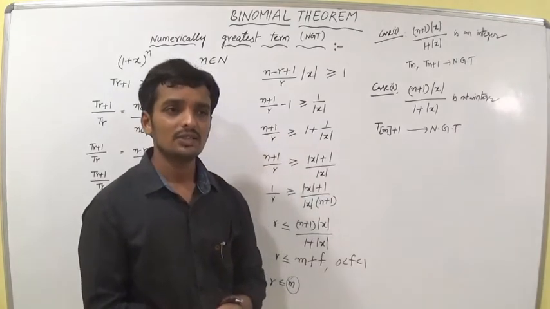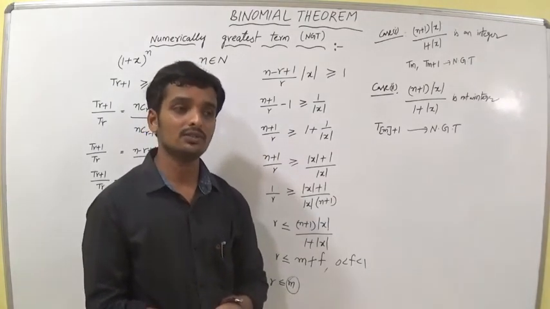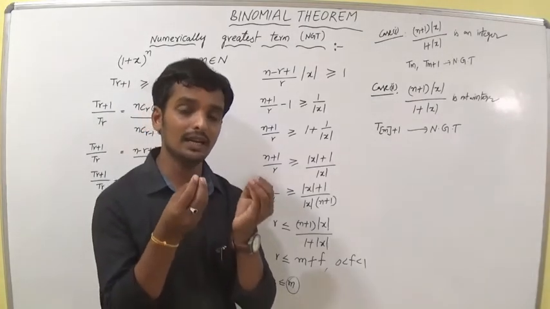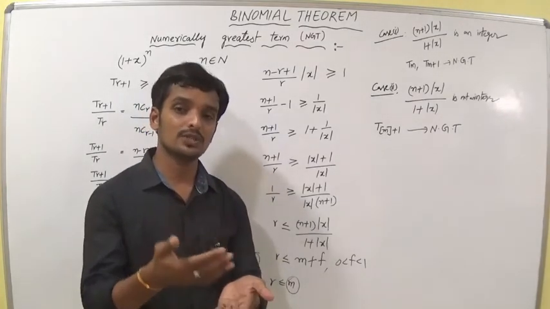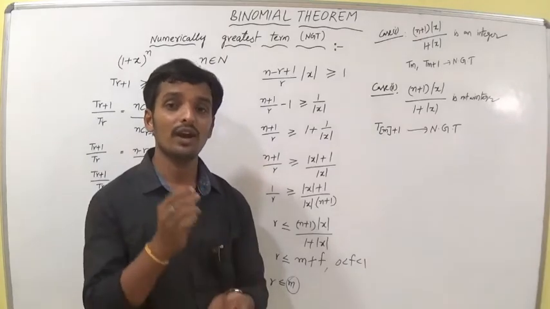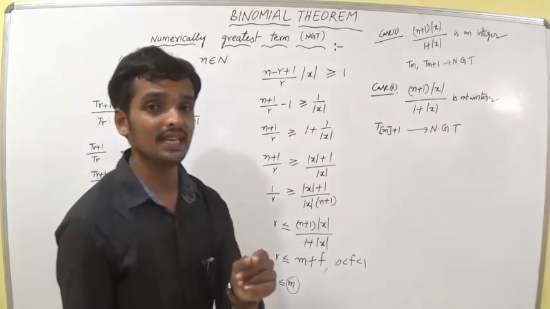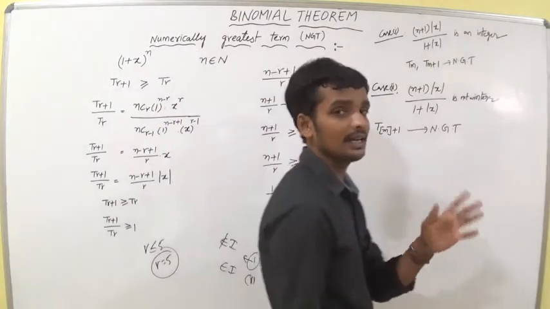So first we have to find which term is the numerically greatest term. By this process we have to find the value of r. If you get the value of r, we can easily find which term is the numerically greatest.